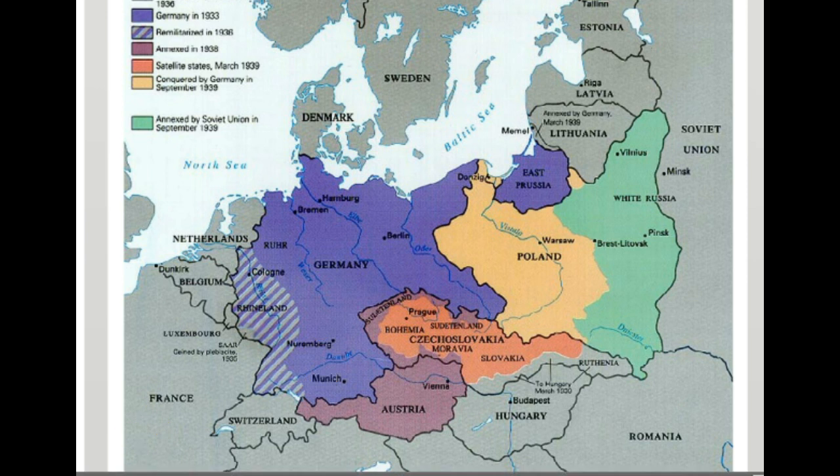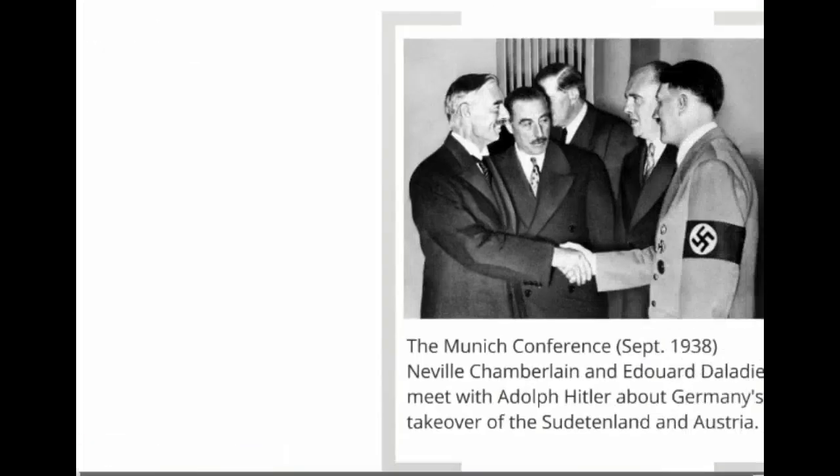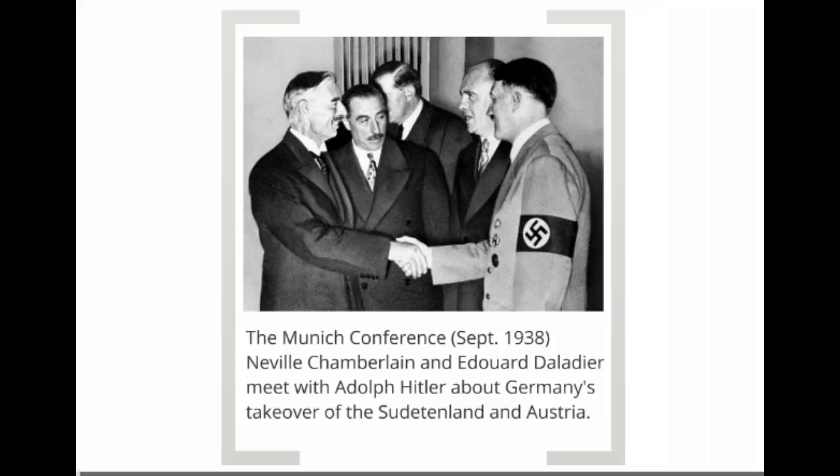These actions are going to capture the attention of Britain and France. And you can see here we've got Prime Minister Neville Chamberlain on the left, and next to him is Edouard Daladier, the head of France, and they go to Munich to meet with Hitler about Germany's intentions. Hitler assures these men that he's not interested in taking any more territory, but intends to keep what he's already taken. And the two gentlemen basically allow him to do just that.